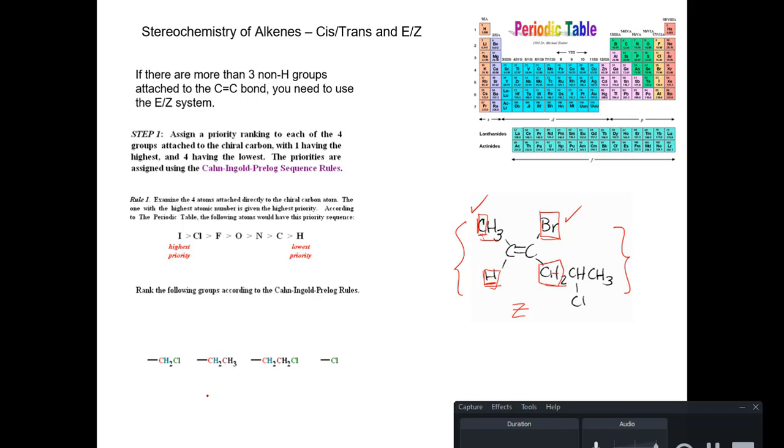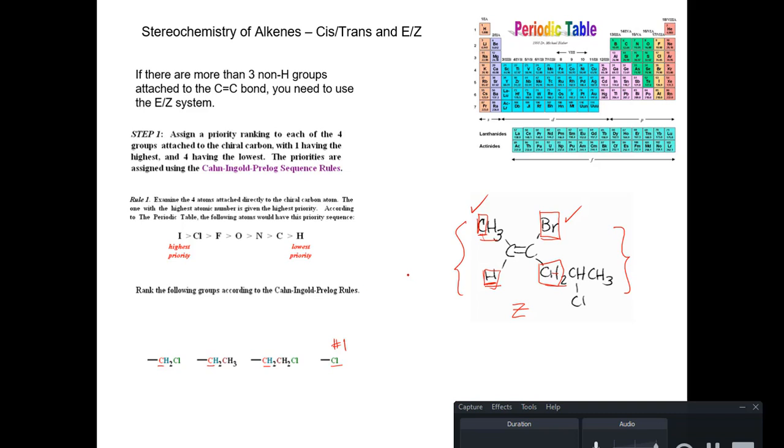Okay, coming down here, when we have ties, we have to break them. So let's say we had these four groups and I wanted to rank them according to the Cahn-Ingold-Prelog sequence rules. There's a carbon, carbon, carbon, chlorine. Chlorine clearly has the highest atomic number, so it would get the number 1 priority. And this is what we're going to do in this section, looking at what's called R and S. We're going to rank 4 groups, not just 2.